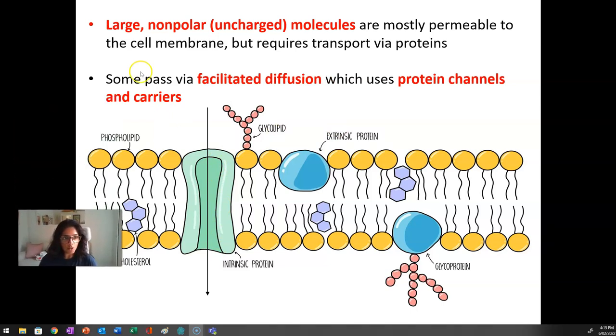Next, we're going to be looking at large molecules. So these are non-polar, which means that they really find it hard to get through these gaps. They can't do it, they're too big. So they require help from proteins. So that needs to be a channel protein, which we're seeing here, or a carrier protein, which I'll show you later on.